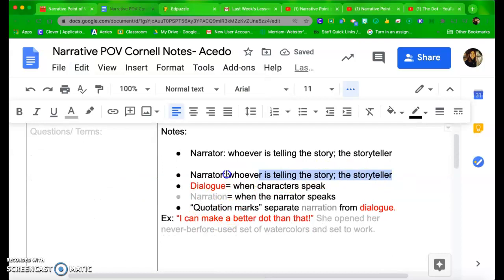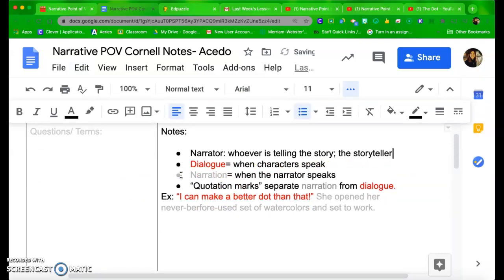Okay. The magic of television. So dialogue is when characters speak, and narration is when the narrator speaks, or the storyteller. We put quotation marks to separate the narration from the dialogue.